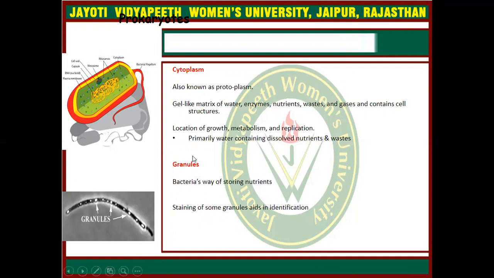Next organelle is the granules. Bacteria have particular organelles which help in the storage of nutrients. The granules can be identified by studying some stains, and we can identify them by stains. These are the granules as given in the diagram.